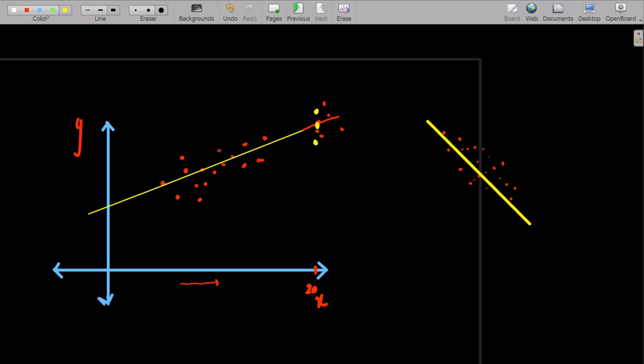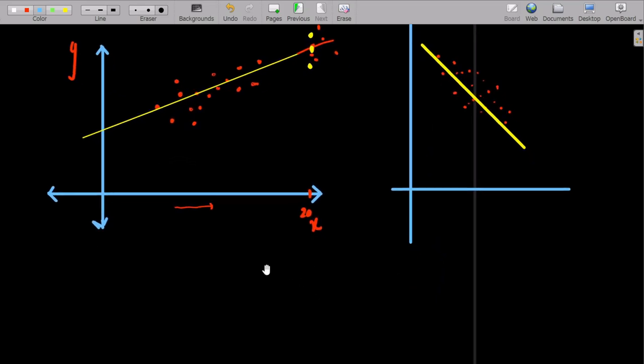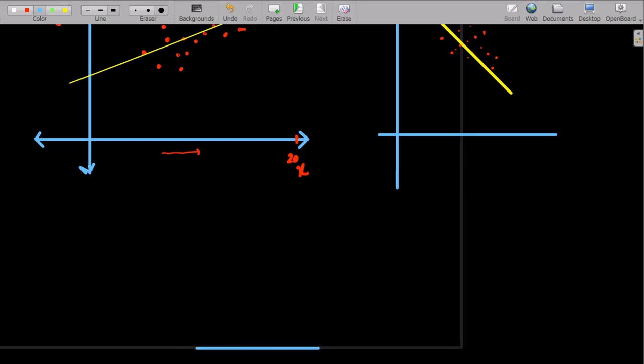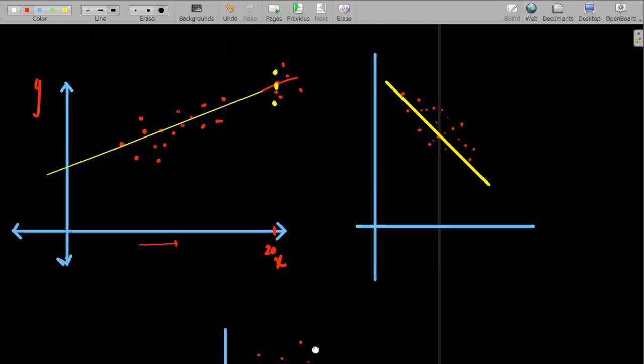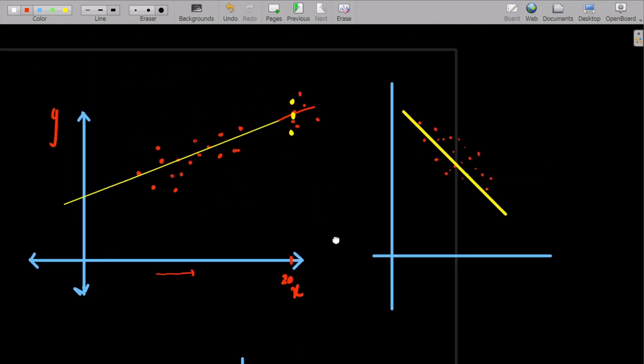And then there is a case of no correlation. So you have this, you have this. No correlation will be where the points will be just random. There will be no correlation. So this is positive correlation, this is negative correlation.